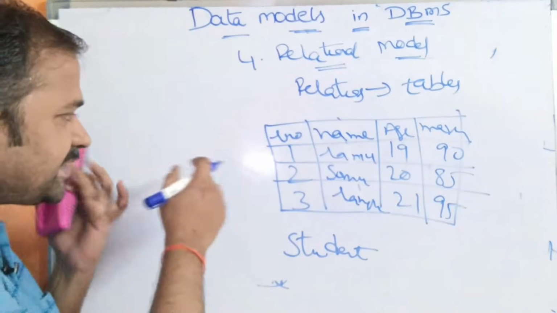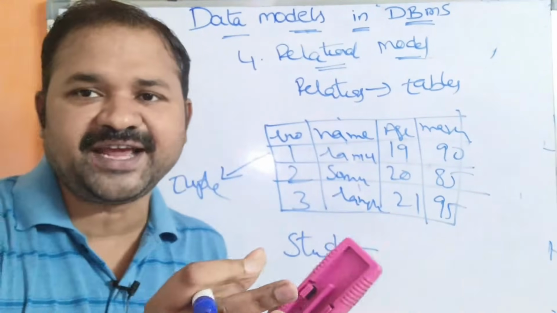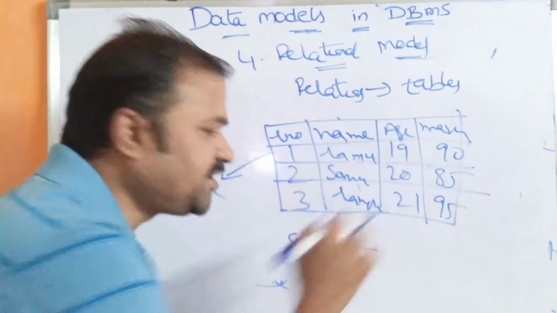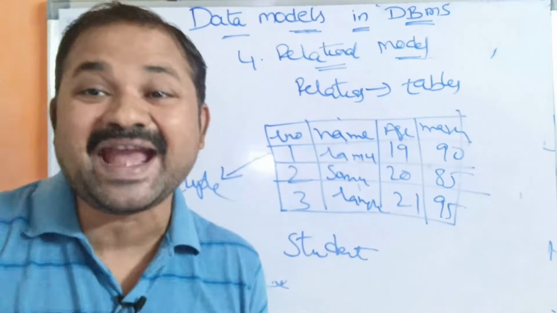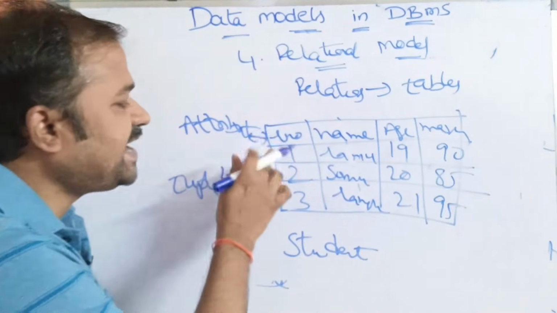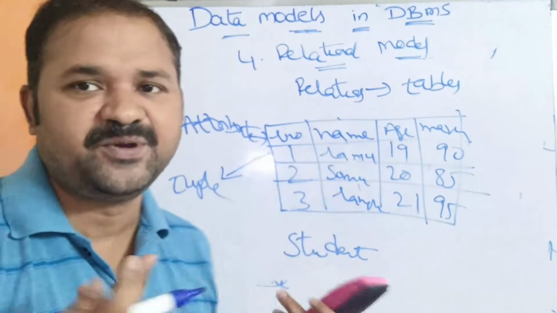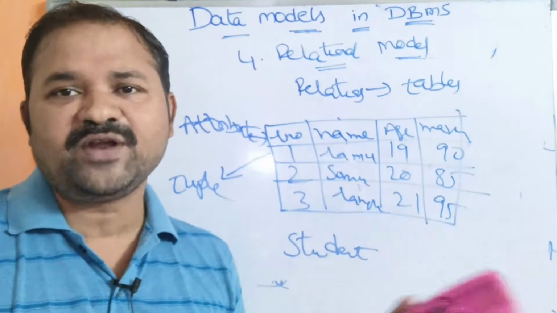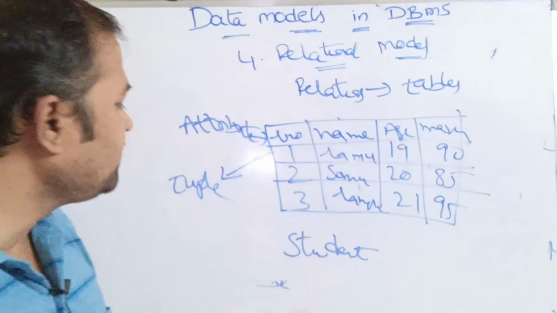Each row of a table is called a tuple. Tuple means rows of a table. This can also be called a record. This is one tuple, this is the second tuple, this is the third tuple. Next, the particular value is called an attribute. Roll number is an attribute, 1 is an attribute, 2 is an attribute, 3 is an attribute, name is an attribute, Ramu is an attribute, likewise. So this is about the relational model. In relational model we mainly use terminologies such as tables, that is relations, attributes and tuples.